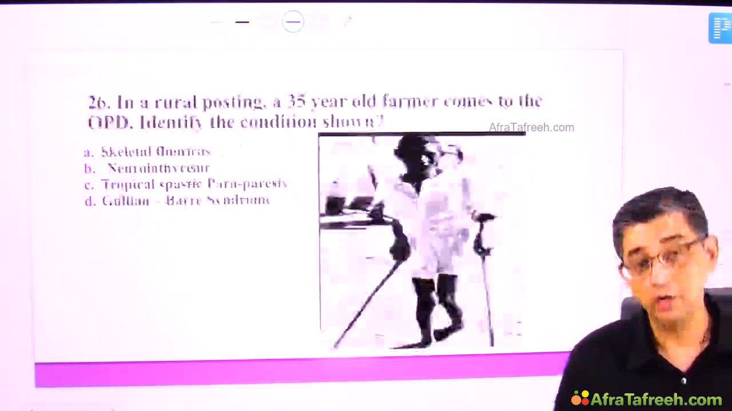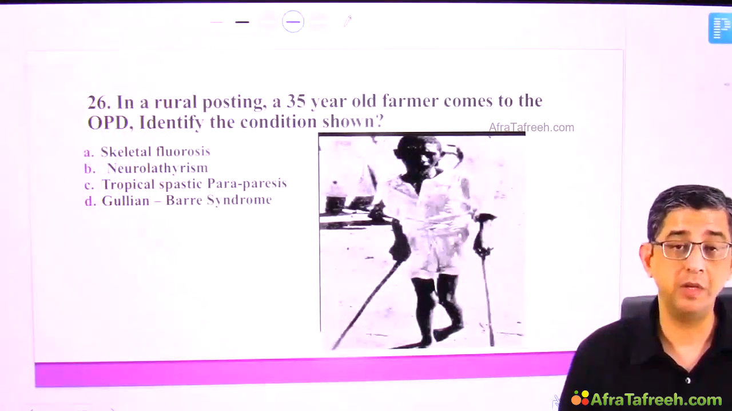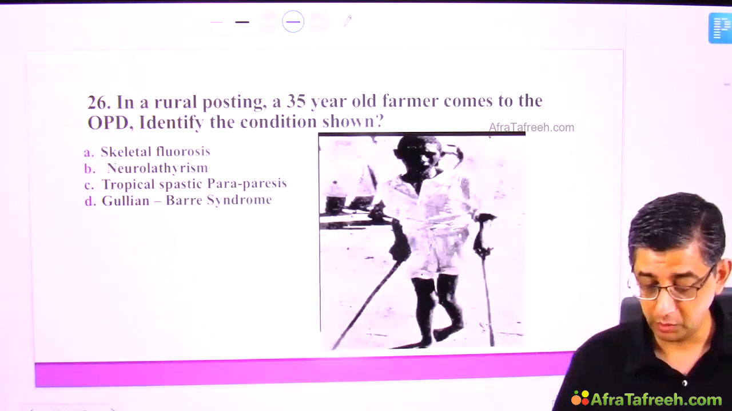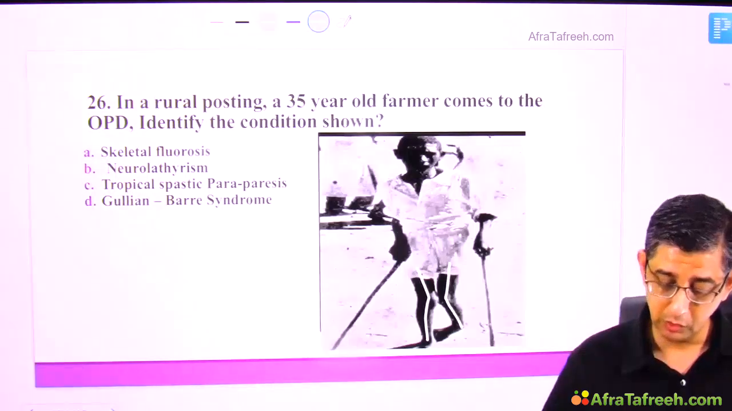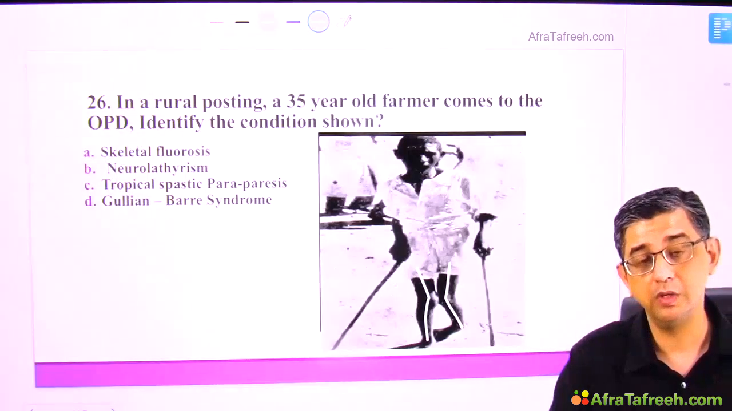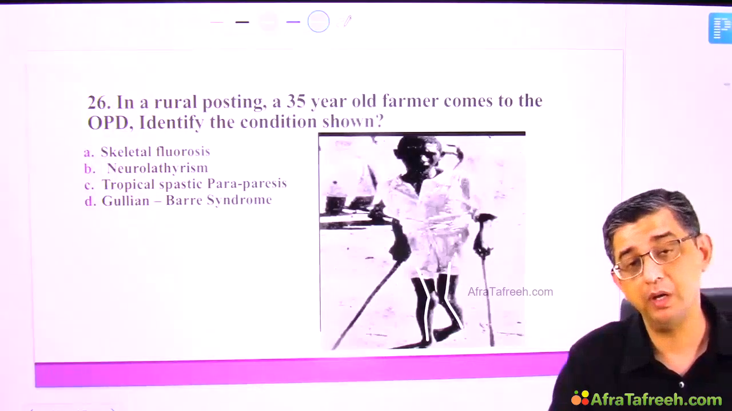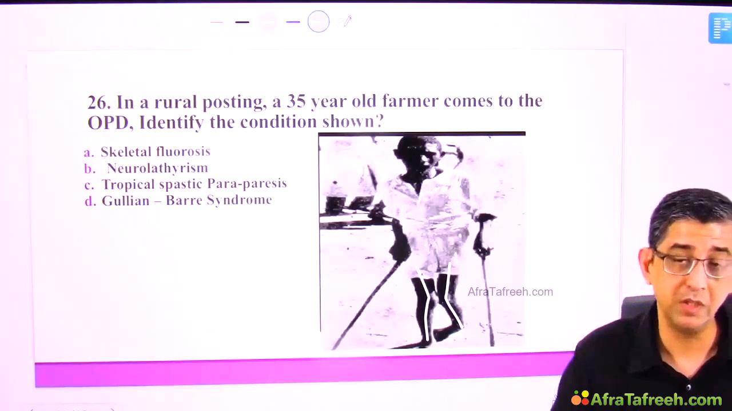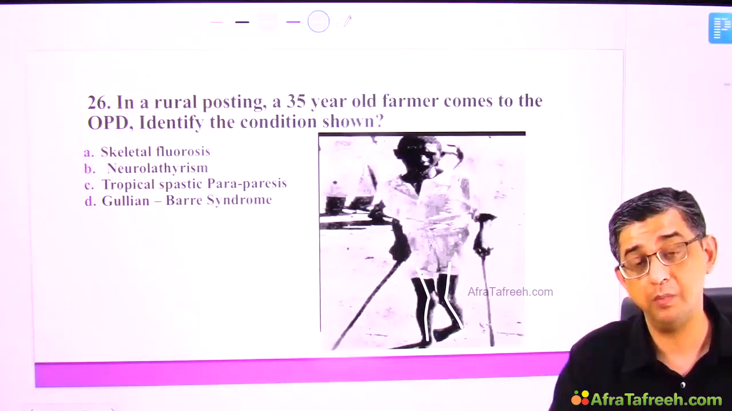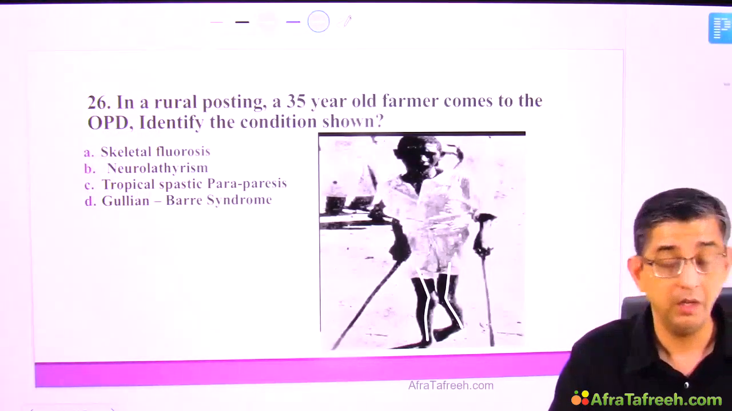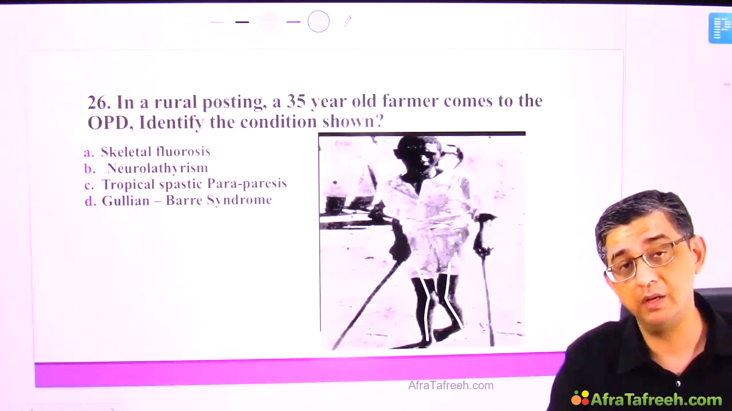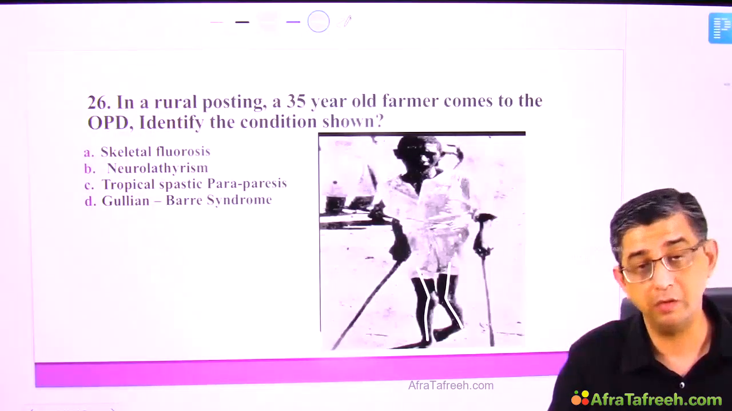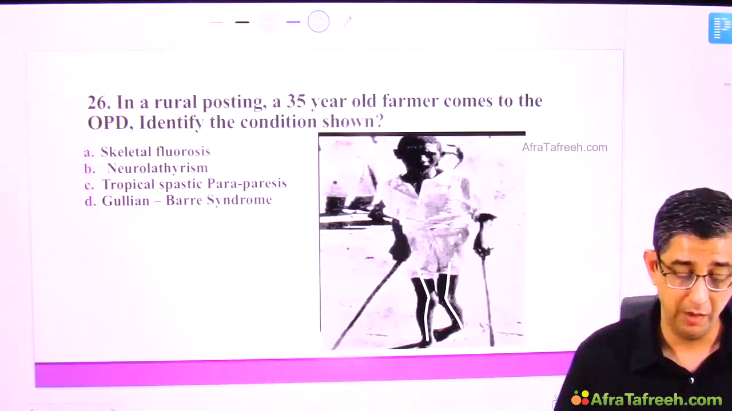It will either be a pure motor or a pure sensory manifestation developing in the patient. In a rural posting, a 35-year-old farmer has come to the OPD. You can definitely notice the abnormality with respect to the legs of this person. You are aware from the PSM domain also of the one stick stage, then the two stick stage, and that is when we are talking about a farmer who is eating kesari dal. Kesari dal has a toxin called BOAA, that is beta-oxalylaminoalanine, and this toxin can contribute to development of a neurological manifestation called neurolathyrism.